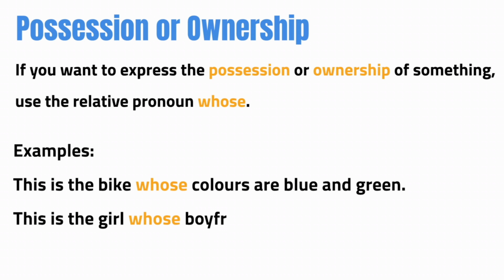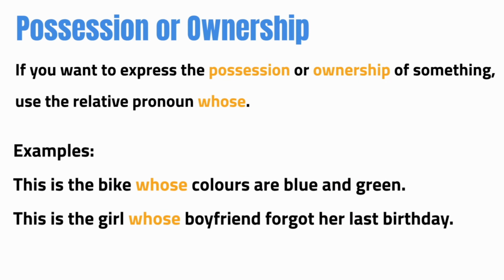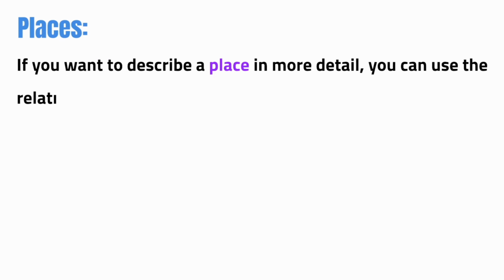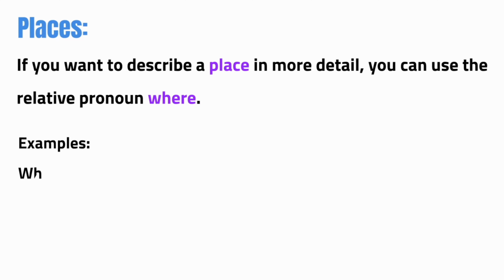This is the girl whose boyfriend forgot her last birthday. That's not so nice. What else have we got? We can describe a place in more detail. Now we have who, which, that, whose when we talk about possession and ownership, and we have where. If you want to describe a place in more detail, you can use the relative pronoun where. Here are the examples.